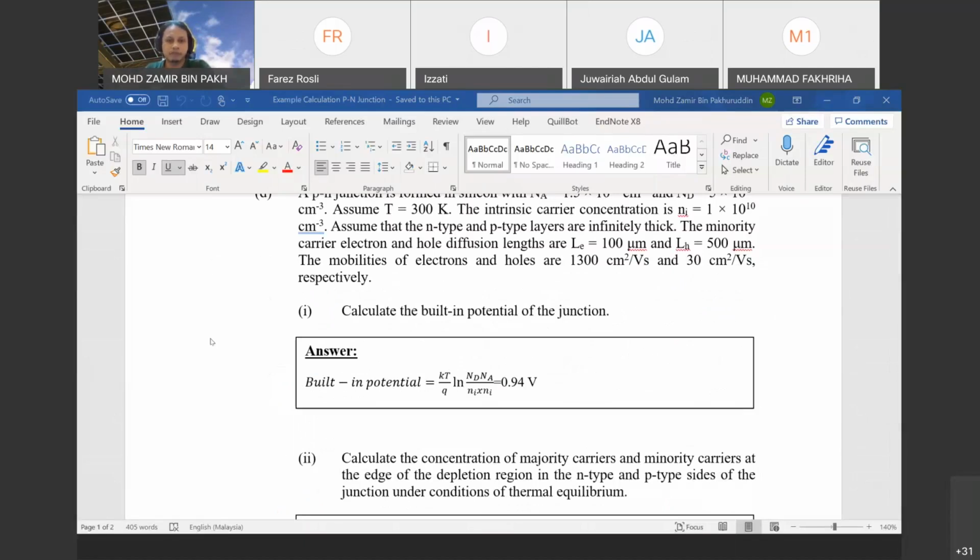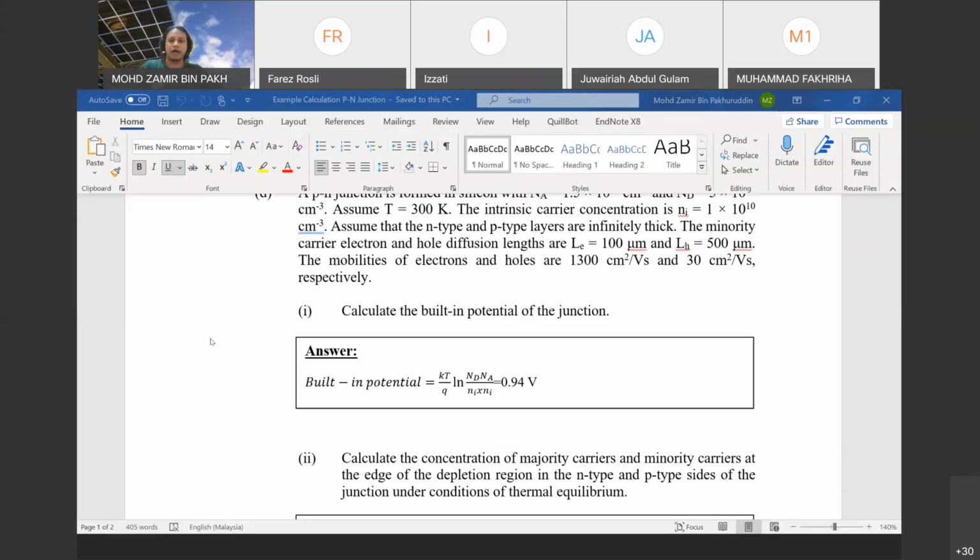Okay, the second one. Calculate the concentration of majority and minority carriers at the edge of depletion region in N-type and P-type of the junction under thermal equilibrium. Majority and minority of both sides under thermal equilibrium. So how many answers are expected for this question? 4, right? So 2 majority for P-type and N-type, 2 minority for P-type and N-type as well, under thermal equilibrium condition. There's no voltage applied or whatsoever.